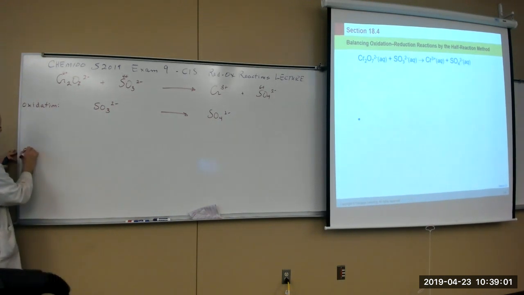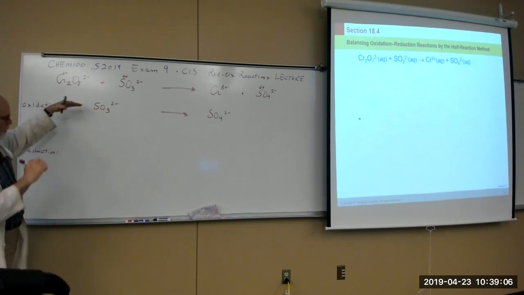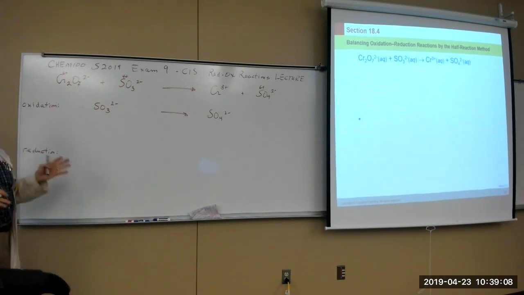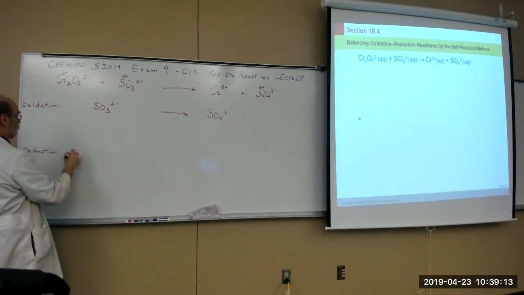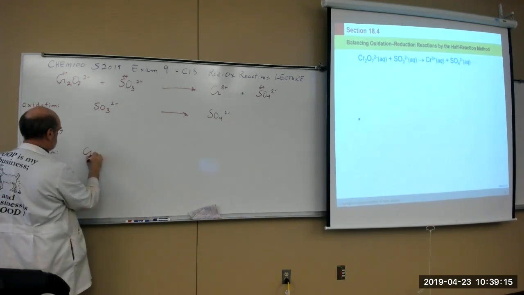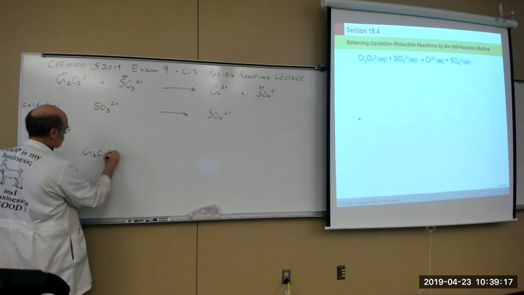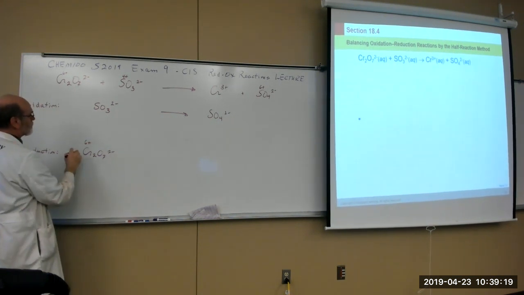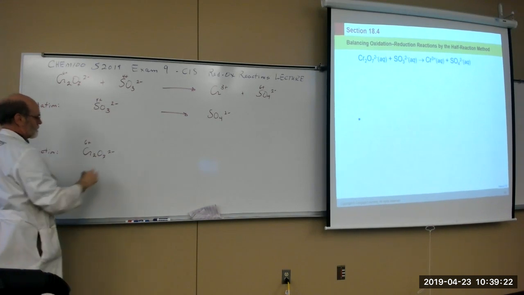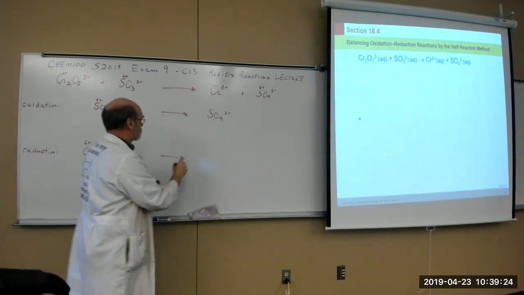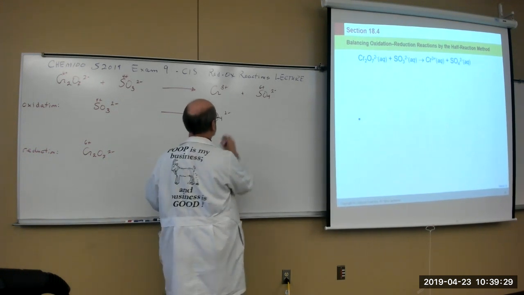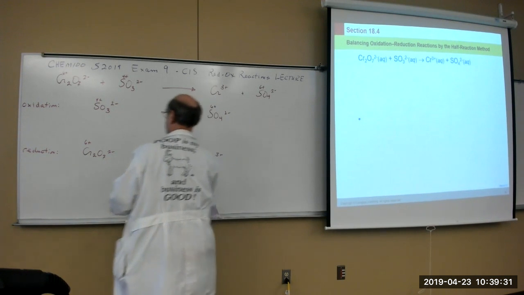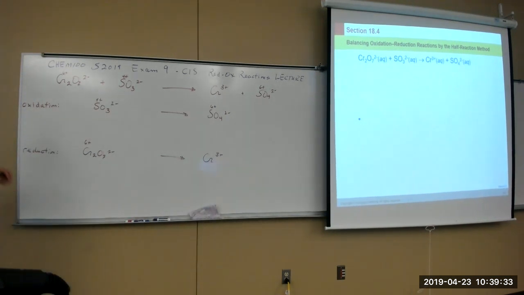In reduction, we'll move down here a little bit because we may have to modify the equations. So we give ourselves plenty of room. If that's the oxidation, then this one has to be the reduction. 6 plus, this is 4 plus. And that one's going to 3 plus. 6 plus. Okay, now we have our half reactions.